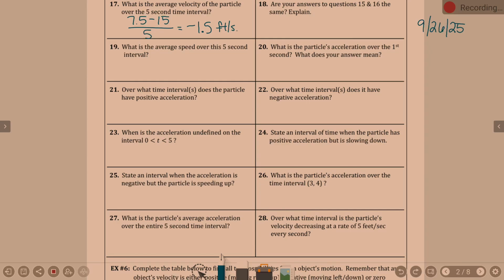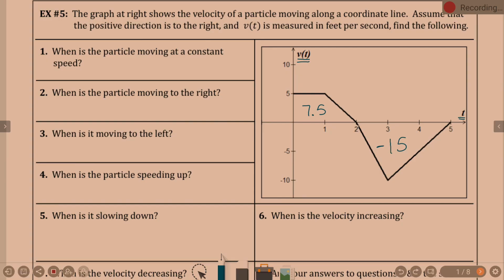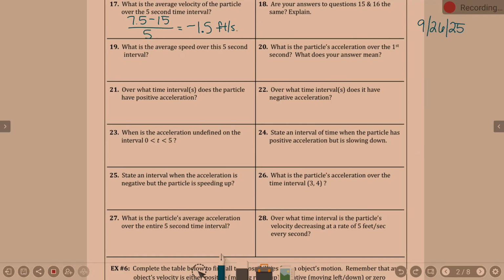Now, the next question, I'm not sure why they're just now asking this. Are the answers to 15 and 16 the same, and explain? No. I think we kind of talked about this yesterday, and this is where I really wish I had the notes from yesterday. I don't even have that screen up here. This makes it difficult. So 15 asked us total distance, and the total distance traveled was 22.5. Are 15 and 16 the same? No, because one's 22.5 and one's 7.5.